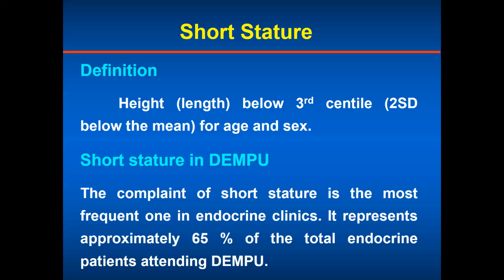What is short stature? By definition, short stature is height or length below the third centile, 2 standard deviations below the mean for age and sex. Actually, it is the most common complaint in the endocrinology clinics and in the Diabetes, Endocrine and Metabolism Pediatric Unit of Cairo University. Approximately 65% of the total endocrine patients attending the endocrinology units are due to short stature.